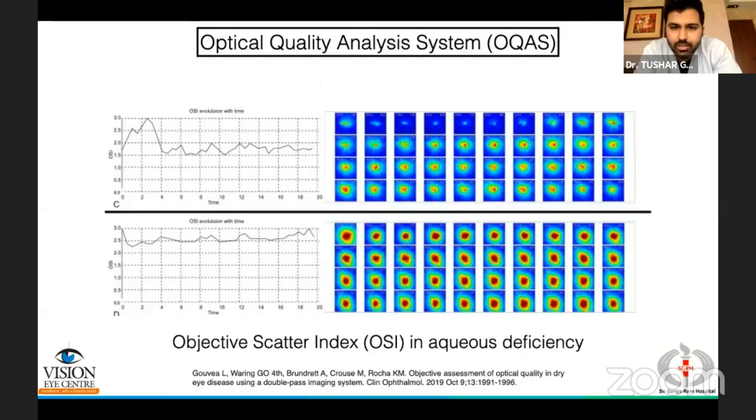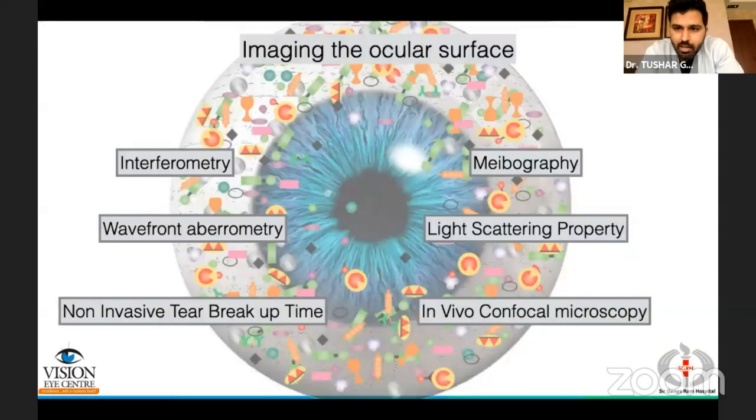These individuals are those who have tear film insufficiency or aqueous deficiency. So you see consistently increased scattering of light, consistently increased objective scatter index in these individuals. So this really gives you a documentation of the quality of vision and the scattering of light that is happening.